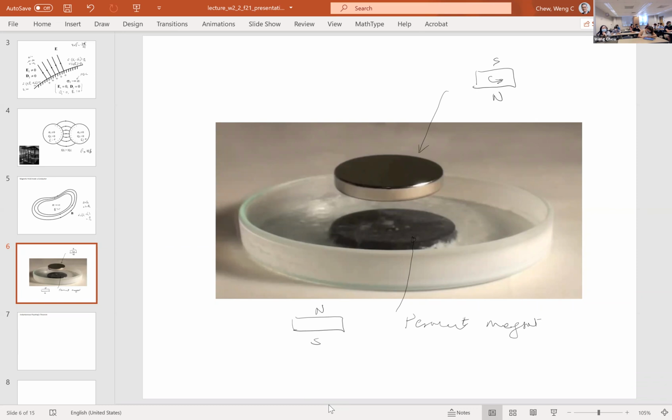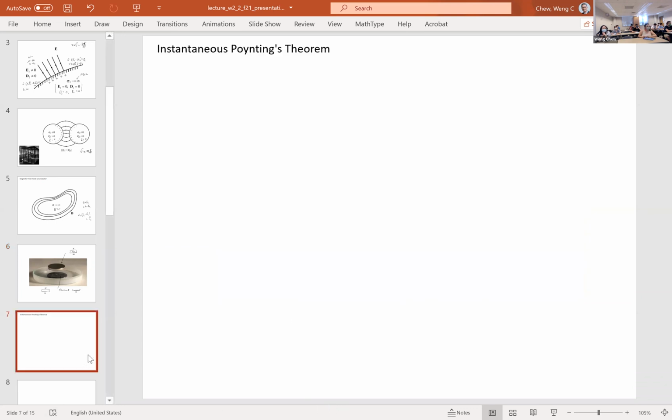Another place where you can see levitation is those performed by Indian gurus. And they seem to be able to levitate themselves. I don't know how they do that. Okay.